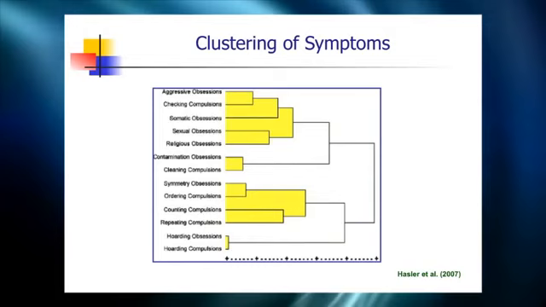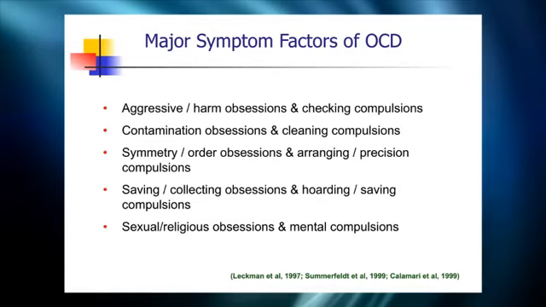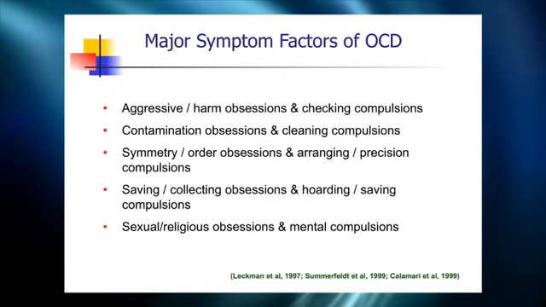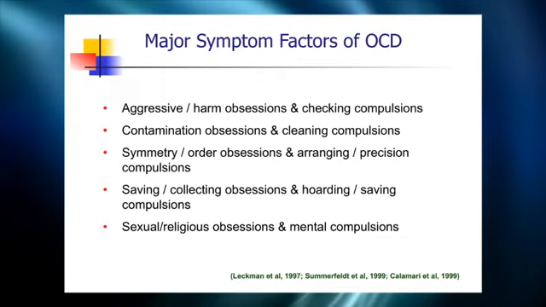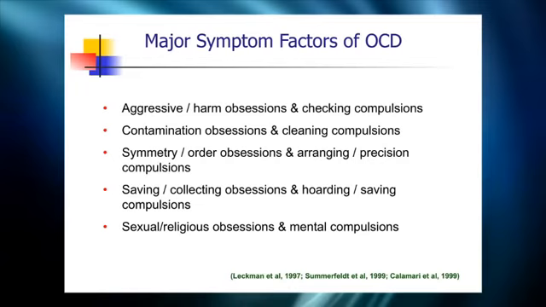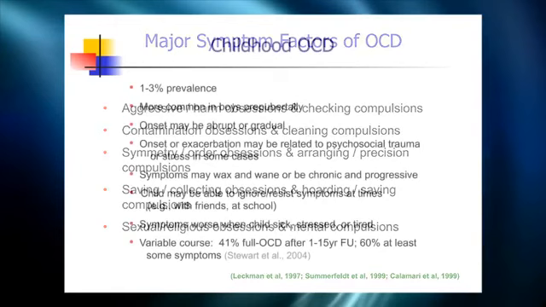Typically, there's an aggressive, harm-related factor, a contamination factor, then a symmetry factor that goes along with ordering or arranging. And every study has identified some kind of a hoarding factor. And then you also see sexual or religious obsessions and mental compulsions. This is a pretty generic, standard breakdown of the symptom factors, but of course different studies with different samples and different ages are going to come up with slightly different factors, but it usually breaks down something like this. So in terms of childhood OCD, what are some of the characteristics of children with OCD?